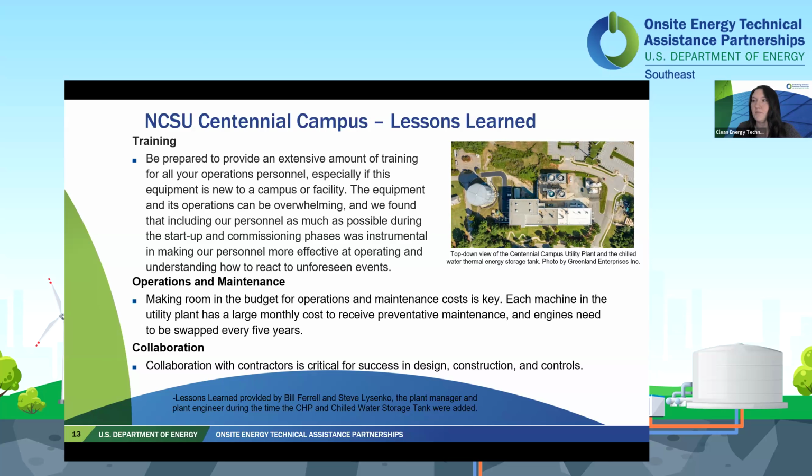And it's also important to make room in the budget for operations and maintenance. So each machine in the utility plant has a large monthly cost to receive preventative maintenance, and engines need to be swapped out every 5 years. And lastly, for the utility plant, collaboration with your contractors is important. It's critical for success in the design phase, construction, and the controls phase.